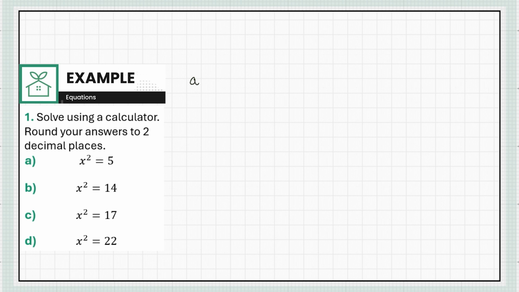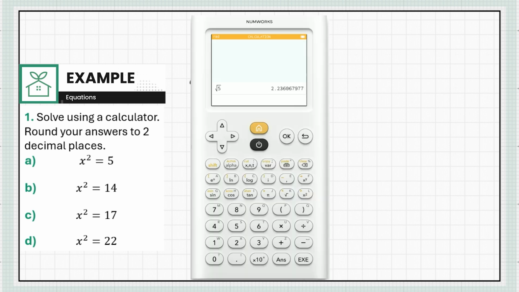So let's look at A. x squared is equal to 5. That means that x is going to be equal to plus or minus the square root of 5. Now, how do we find the square root of 5? Well, we go to our calculator, clear that, and do square root of 5 and hit execute.